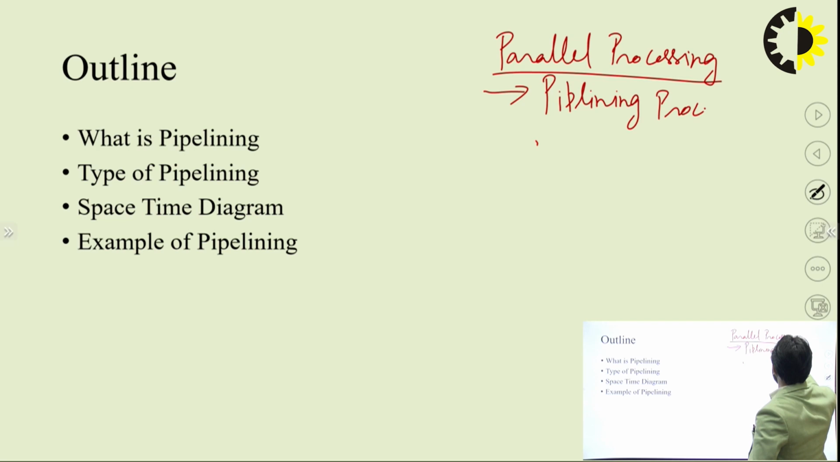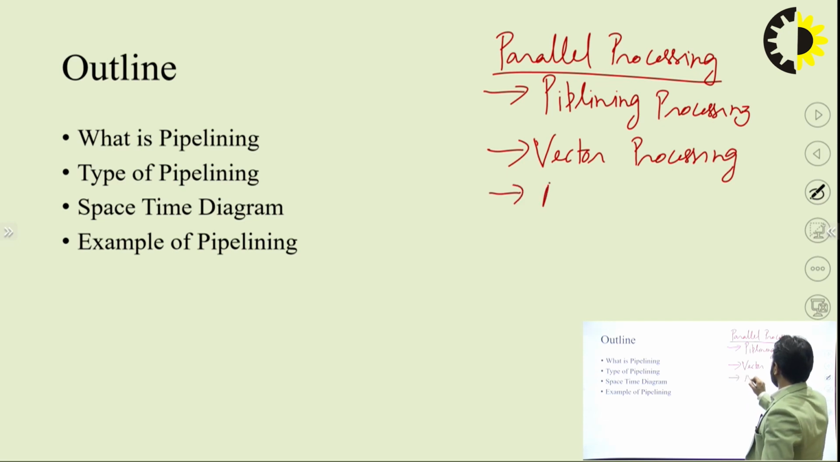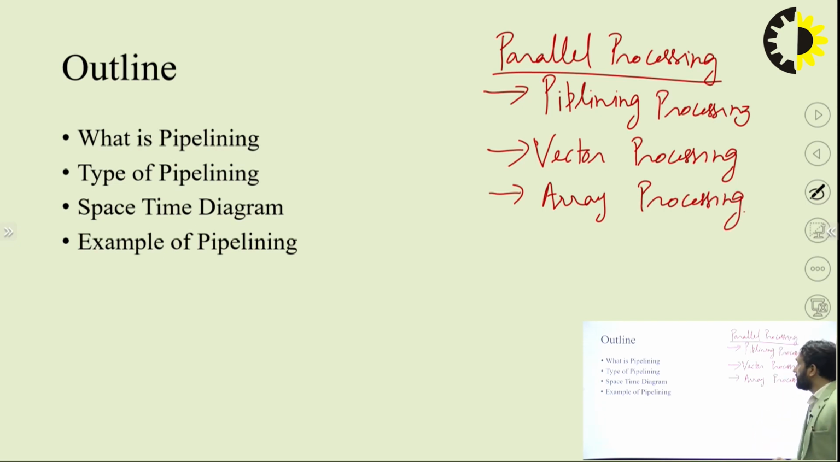processing. Second one is vector processing. And third one is array processing. So today we discuss here only pipelining processing that will help to achieve the parallelism within a machine without changing its real parameters, like without changing in its hardware or software. So how it is achieved, that is discussed in a pipelining.